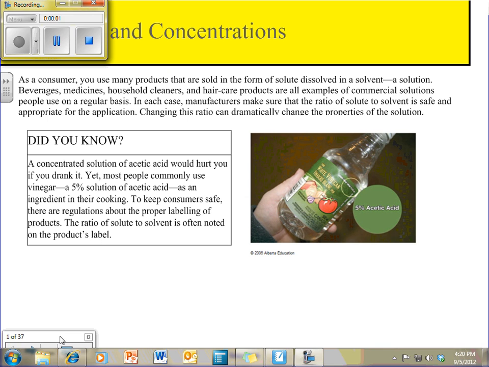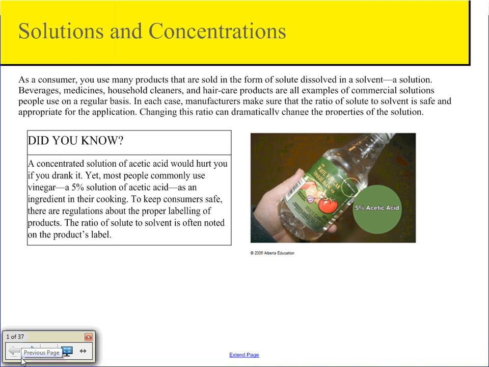Okay, so right now we are going to talk about solutions and concentrations. As a consumer, you use many products that are sold in the form of a solute dissolved in a solvent, or a solution. Beverages, medicines, household cleaners, and hair products are all examples of commercial solutions that people use on a regular basis. In each case, manufacturers make sure that the ratio of solvent and solute are safe to use in an appropriate application.